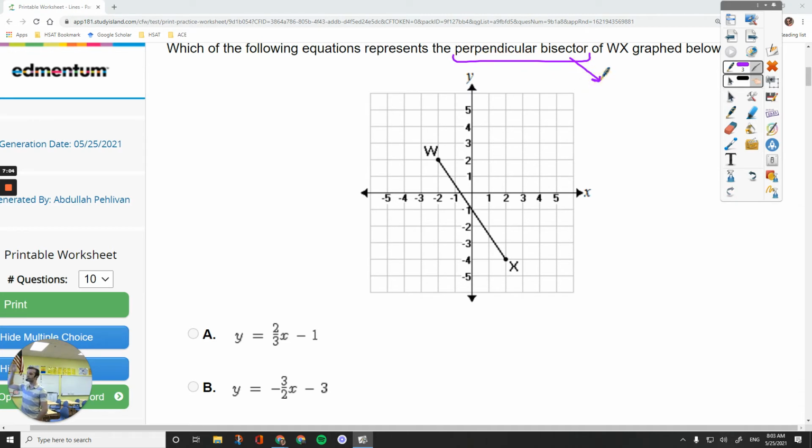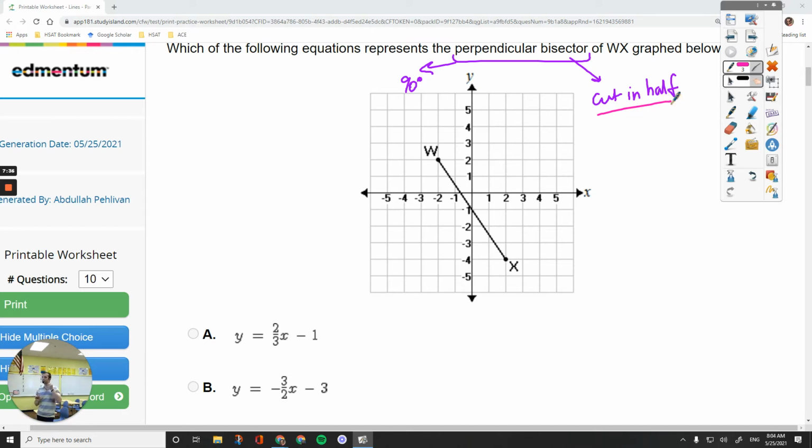Bisect means cut it in half. So it'll cut the whole thing right in half. Perpendicular means 90 degrees. So I'm looking for another line that'll cut this into equal pieces with a 90 degree angle. The first part, the 90 degree, let me see. This part is easier, cut in half.